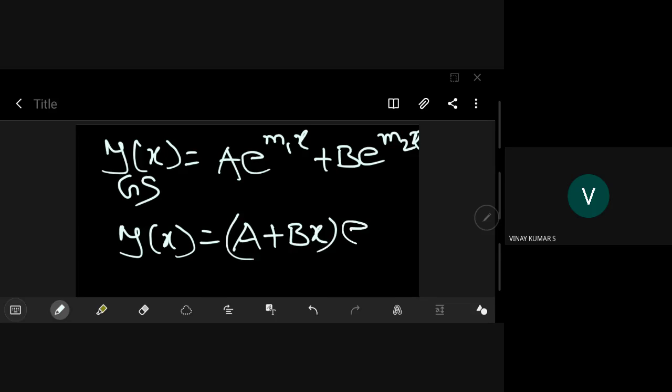Similarly, if you have a double root, m and m, the same root, then y of x is equal to a plus bx, into two arbitrary constants because we are dealing with second order equations. We have two arbitrary constants, namely capital A and capital B. So you have e power mx.